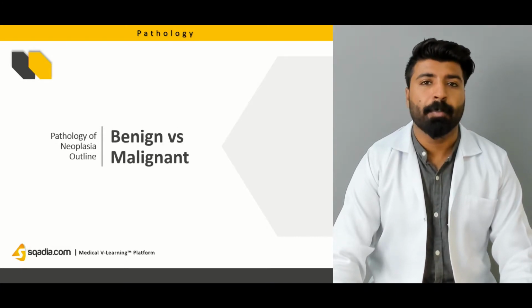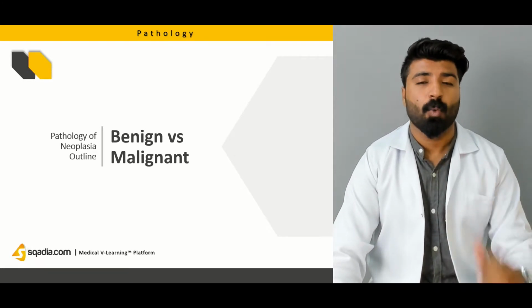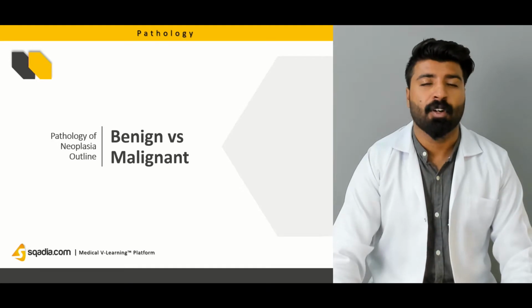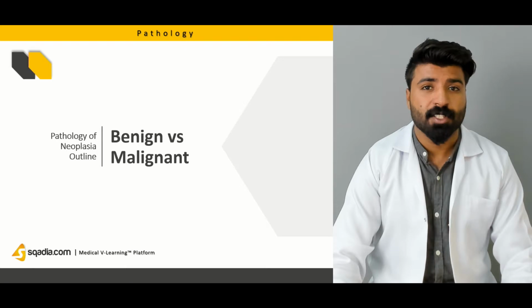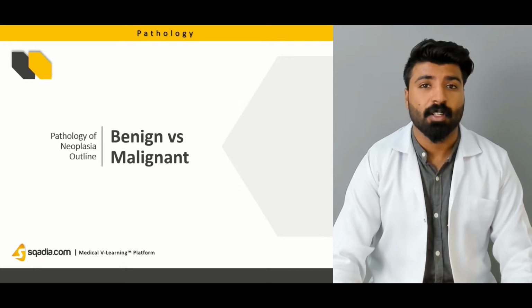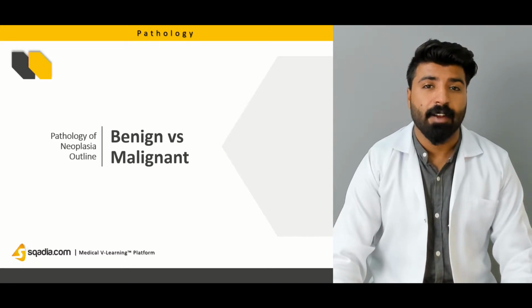Next on, we're going to talk about benign versus malignant tumors. We're going to talk about what benign tumors stand for and what malignant tumors stand for. We're going to talk about their structural differences, their functional differences, their effects on the neighboring organs, and whether they metastasize or not. Recurrence options will also be discussed in the benign versus malignant section.